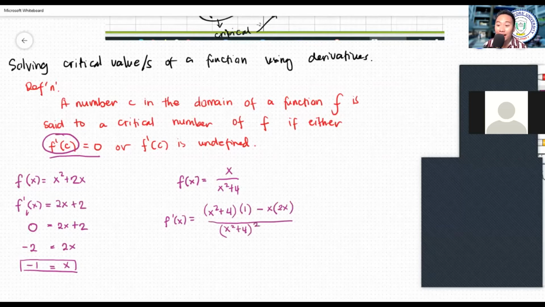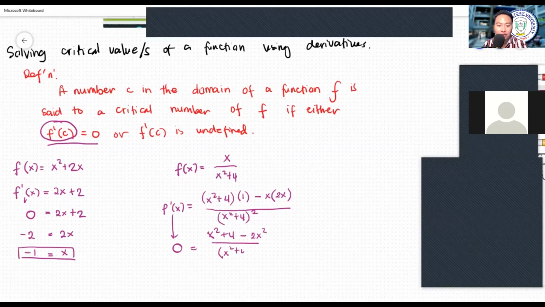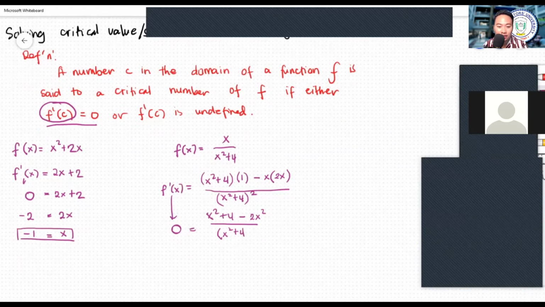And then after getting the derivative, we're going to be equating it to 0. So this becomes 0 here. So that's going to become x squared plus 4 minus, I'm just going to write 2x squared, over x squared plus 4 squared. Do you still follow? Do you still follow the solution?